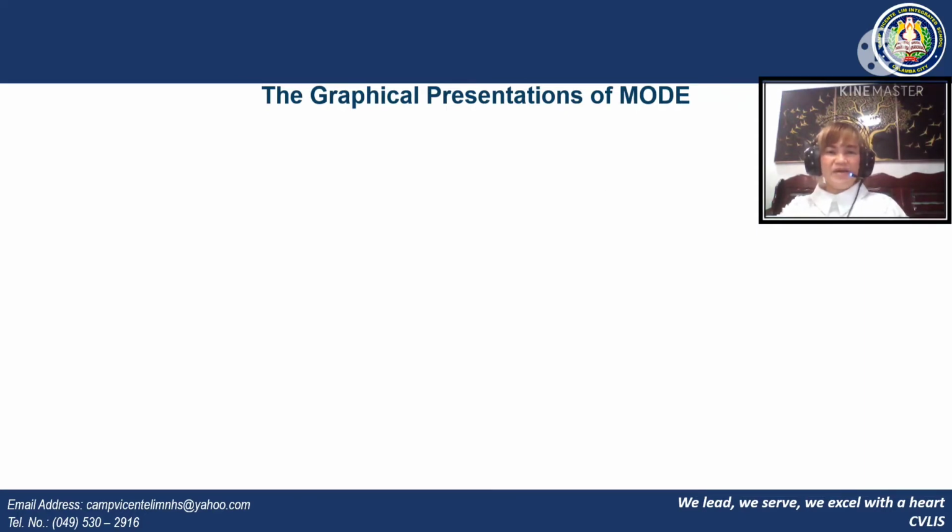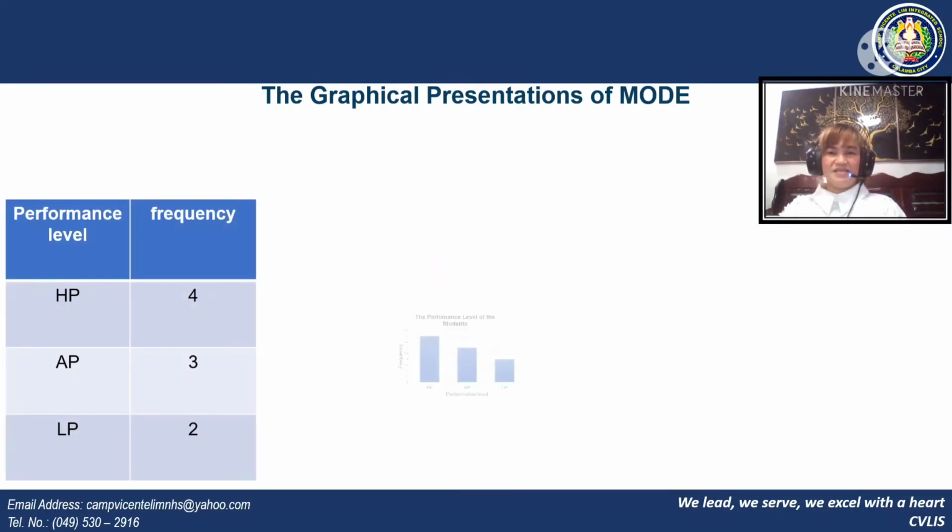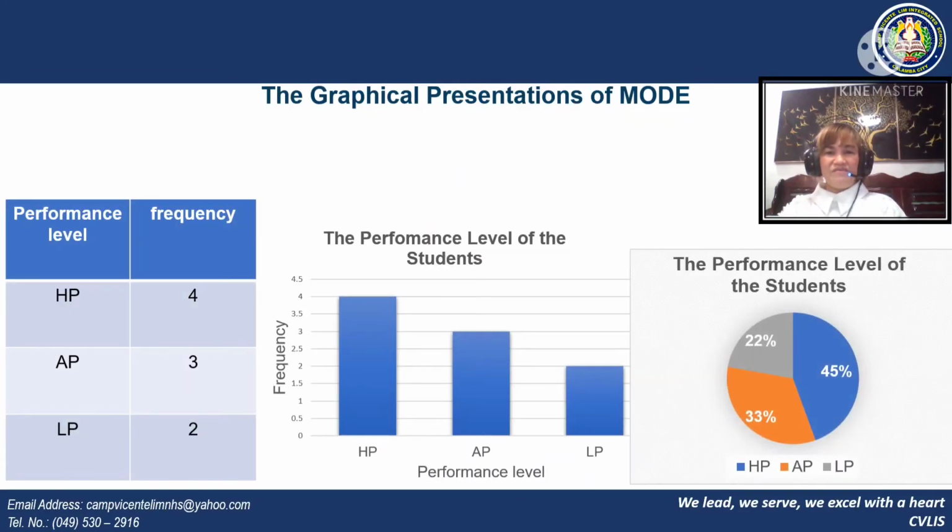There are several ways to identify the mode of the data values. In addition, we may use pie charts, bar charts, and other items to illustrate the most frequent value. Looking at the 3 diagrams, the most frequent level is high performing level because each diagram contains the highest frequency.